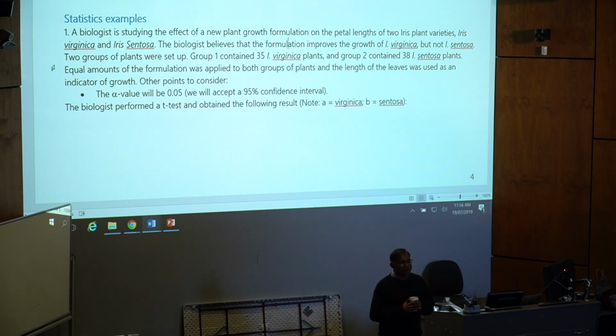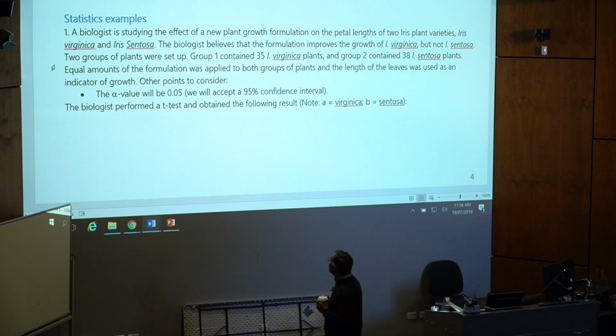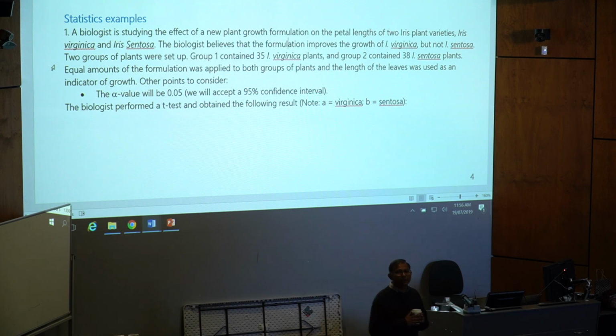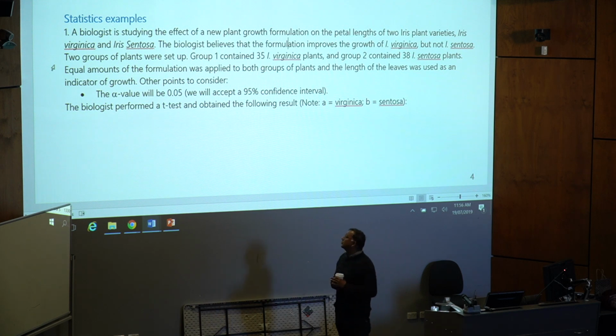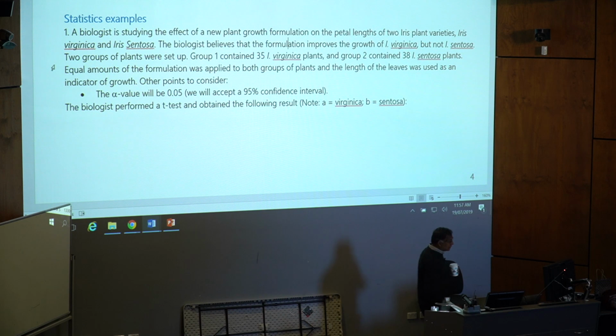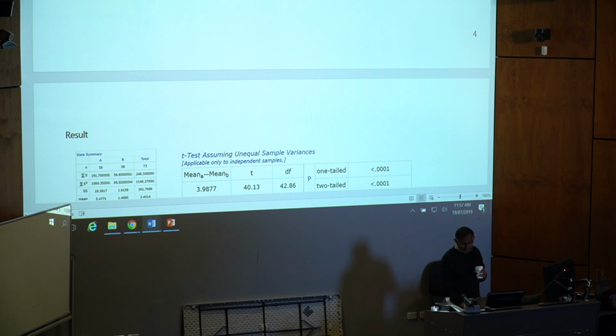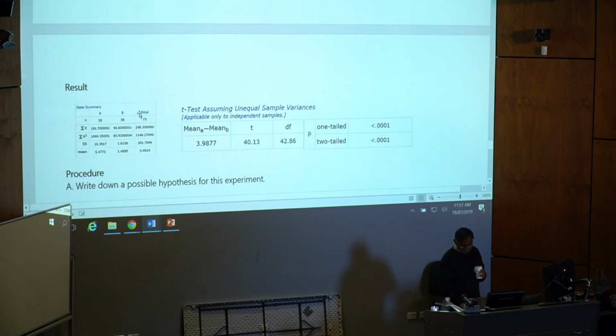Now comes the statistical bit. You're told to assume that the alpha value is 0.05. Okay? You're also told that the biologist performed a t-test. So given this particular set of information, you're then asked to analyze the results.